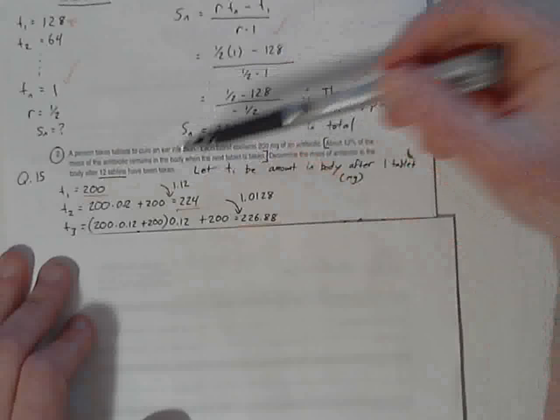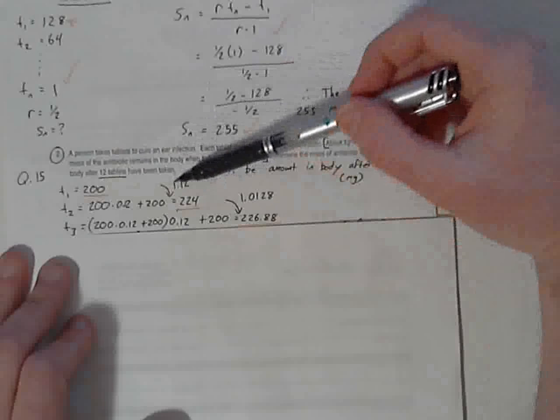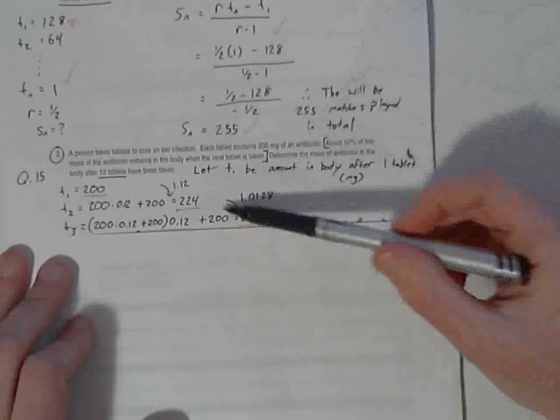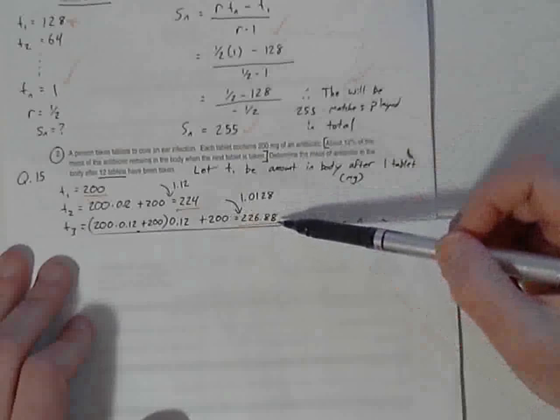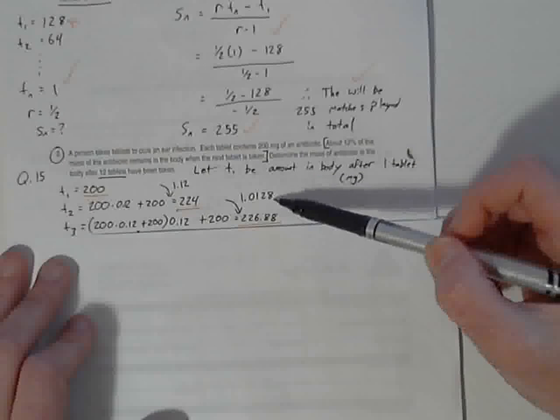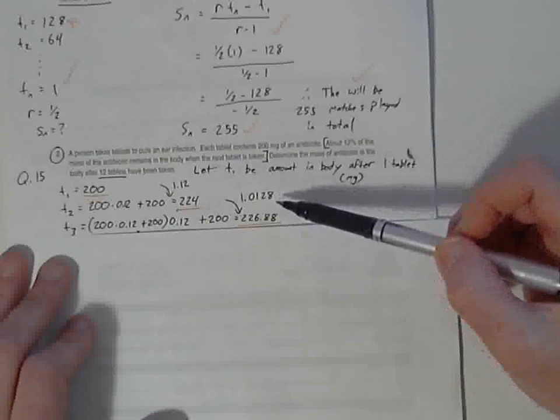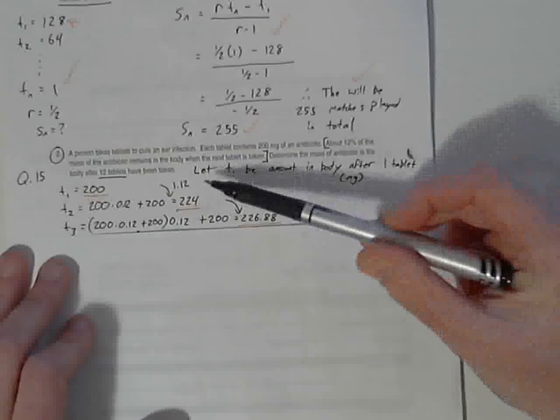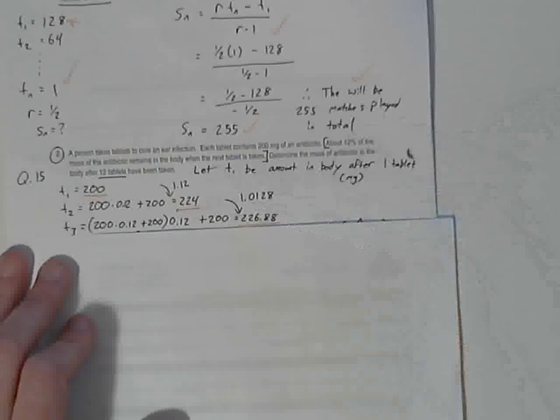But this one doesn't work out so nice. 226.88 divided by 224 is actually 1.0128. So this has a different R value, so this is not a geometric sequence. If you look at this as T1, T2, T3, this is not geometric, which means none of our formulas work for this. So the question is, what do we actually do about this?